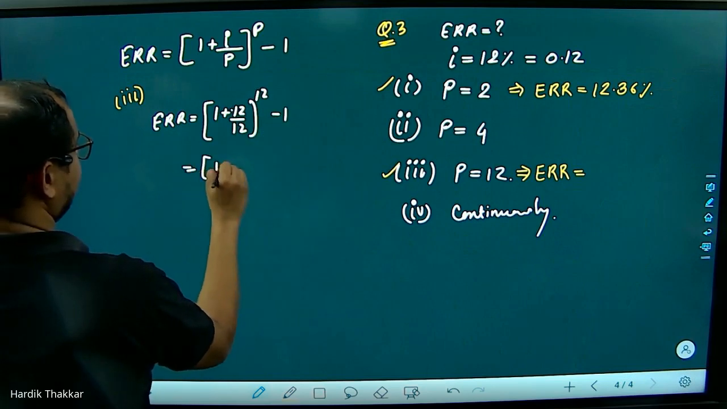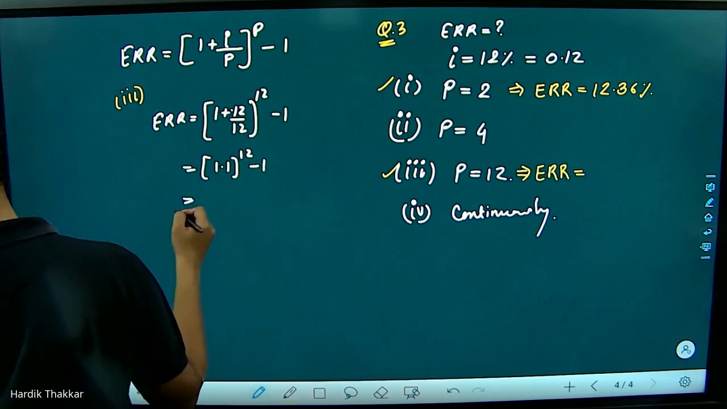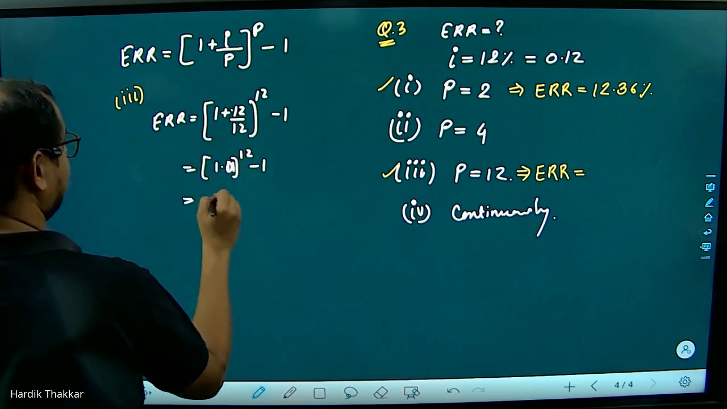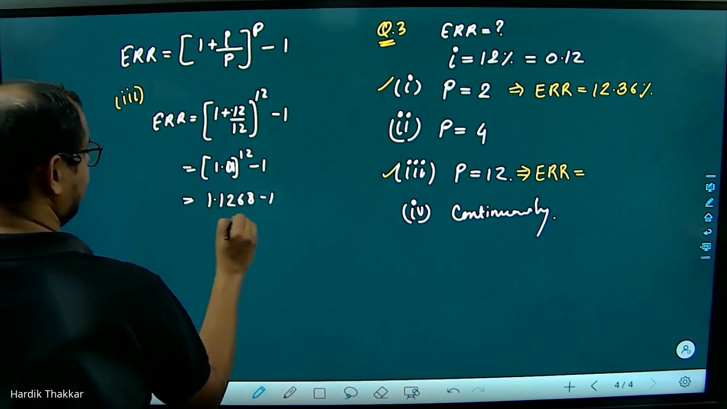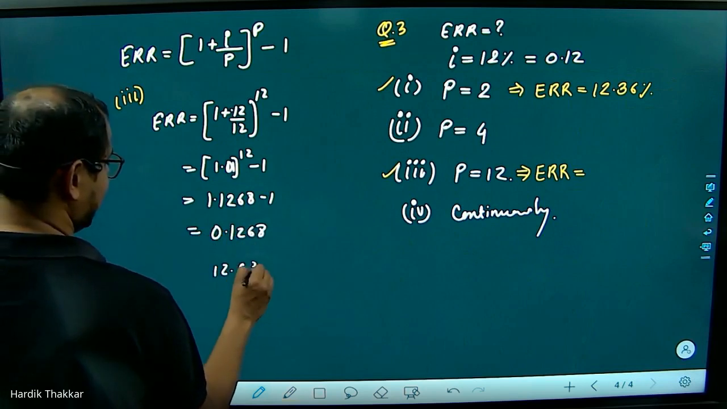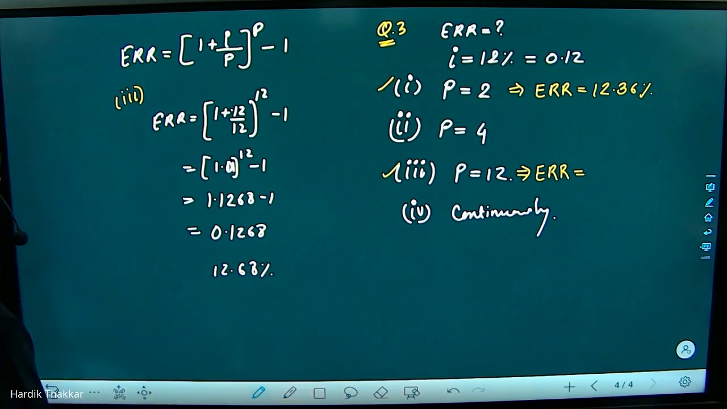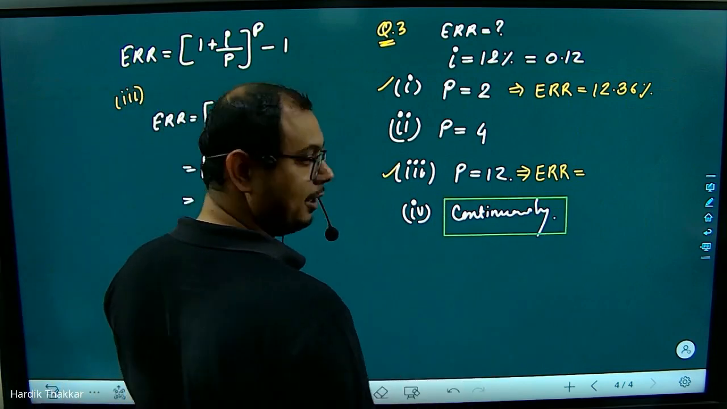ये 1.1 होल रेस टू पावर 12 माइनस 1 आया ना, ये कितना आ रहा है? 1.1 की पावर 12 कितना दिया हुआ है? अच्छा, 1.01, ओके। हाँ, कितना आ रहा है ये? 68 minus 1, it means 0.1268, so 12.68%. Okay, Chevy, is it completed by you? Yes, sir, done.